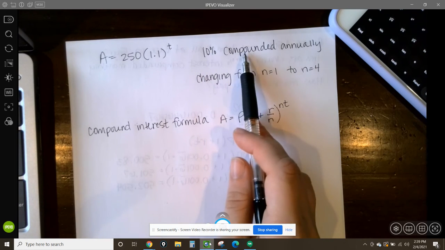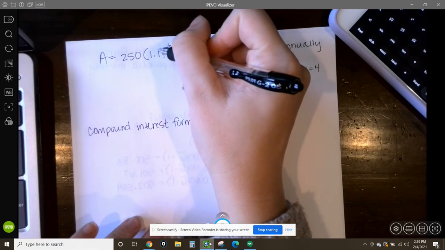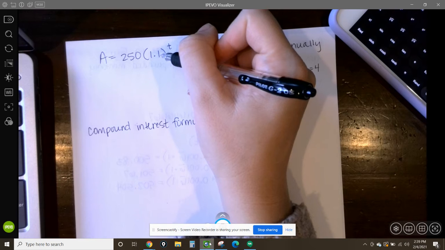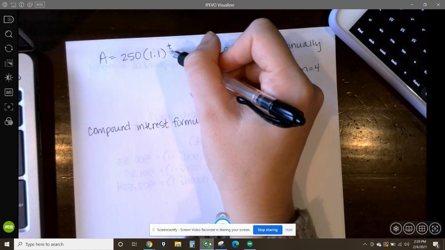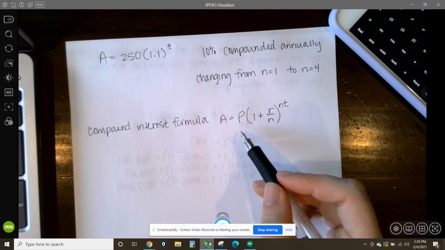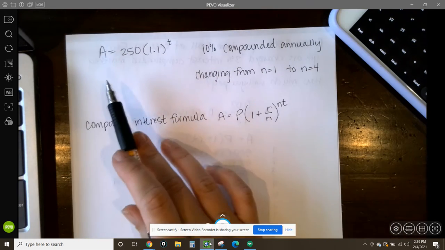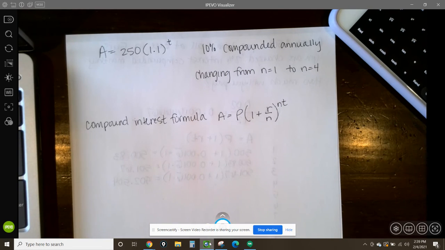is 10% compounded annually. And that comes because this 1.1, the 0.1 is 10%. Annually is because there's a coefficient of 1 in front of the t. And this comes from the compound interest formula. So they gave you that information and they said you want to, let me just pull up what it actually says.